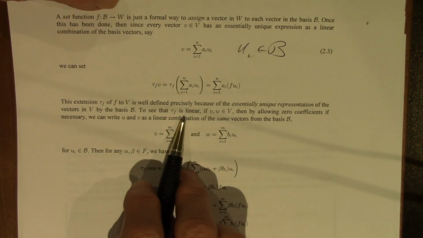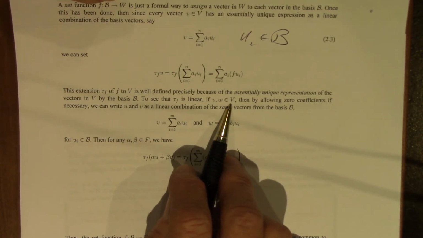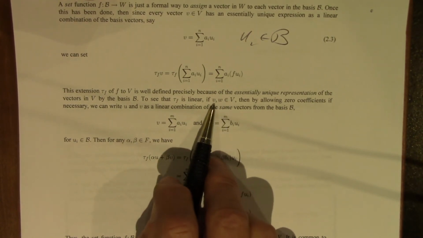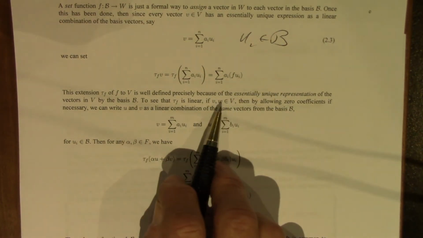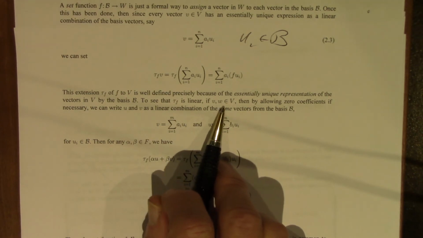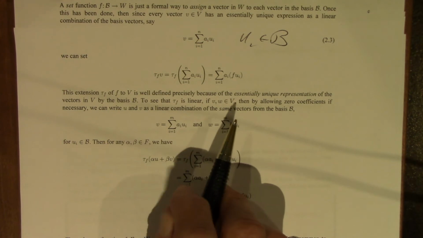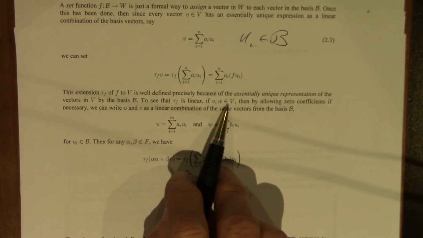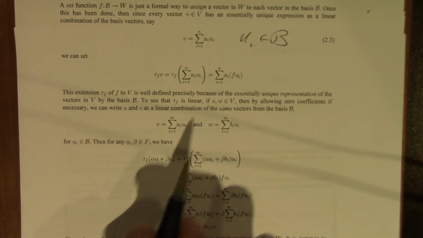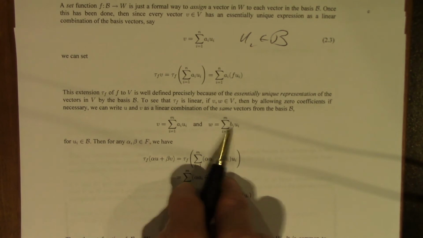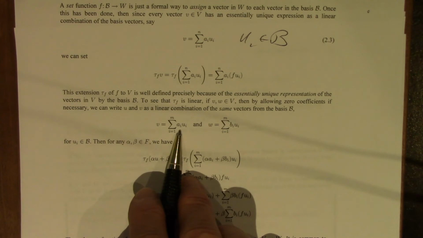And to see that tau sub f is linear, we'll take two vectors in V. Now they are linear combinations of the basis vectors from B, but they may involve different basis vectors. And we can fix that little minor issue by allowing coefficients equal to 0. We can beef up each linear combination so that they look like this, and they use the same vectors from the basis. Different coefficients, of course.